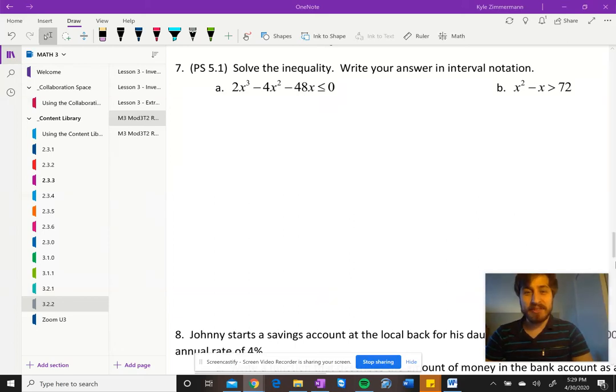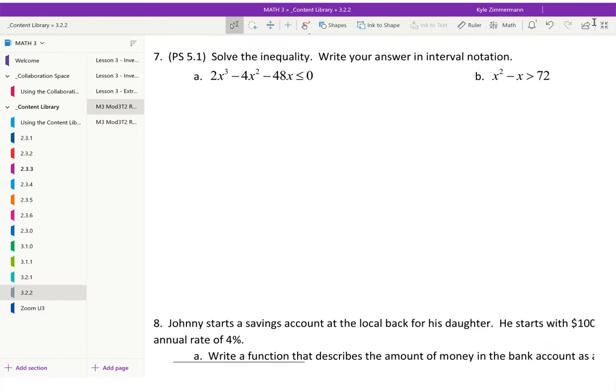Hey class, it's Mr. Zimmerman, and today we're going to take a look at a spiral question where we're going to solve an inequality. And this is going to be a bit of a process. We are going to be reviewing a lot of different skills that have been incorporated in this course so far. So this is just going to be a lot in one specific problem. So let's go ahead and dive on in.